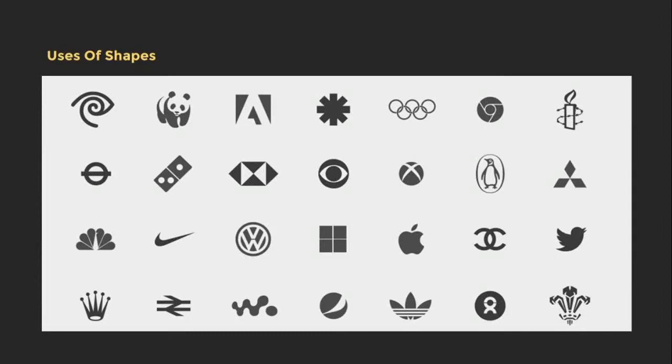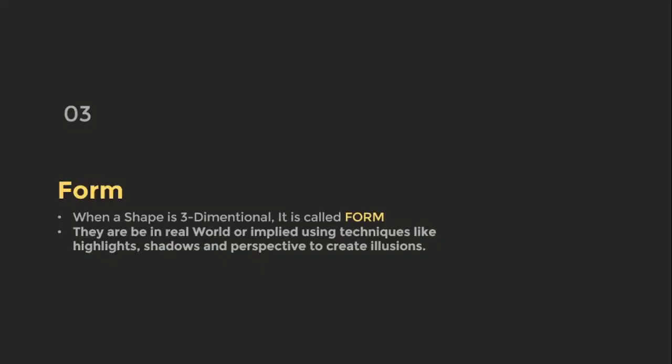Now form. Now we're moving gradually into the principles of graphic design. That is, what are the things we can do to the elements of design that can make them better? And one of which is form. When the shape is three-dimensional, it is called form. They can be in the real world, or implied using techniques like highlight, shadow, and perspective to create illusion.